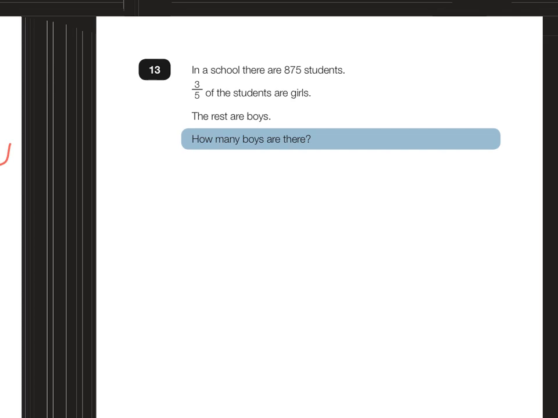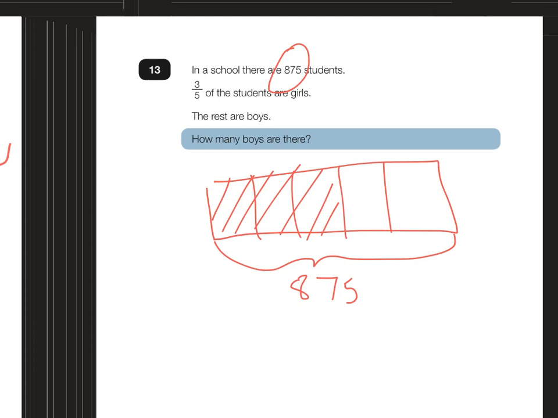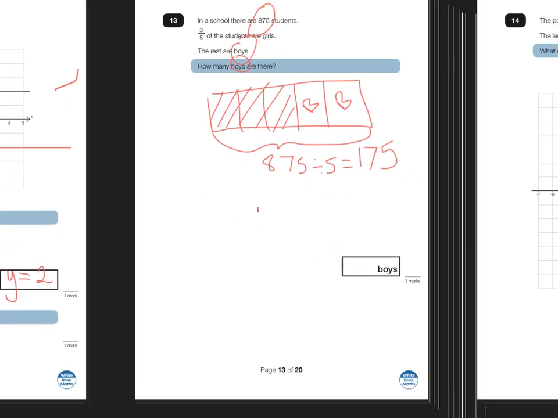Very few people drew a diagram for this. 3/5. Let's draw a diagram. Fifths. 3/5. That's girls. In a school, there are 875 students. How many parts is that altogether? 5. So you divide it by 5. Calculator. 175. And you want boys. Boys are these parts. So there's 2 parts. So you do 175 times 2. 350.